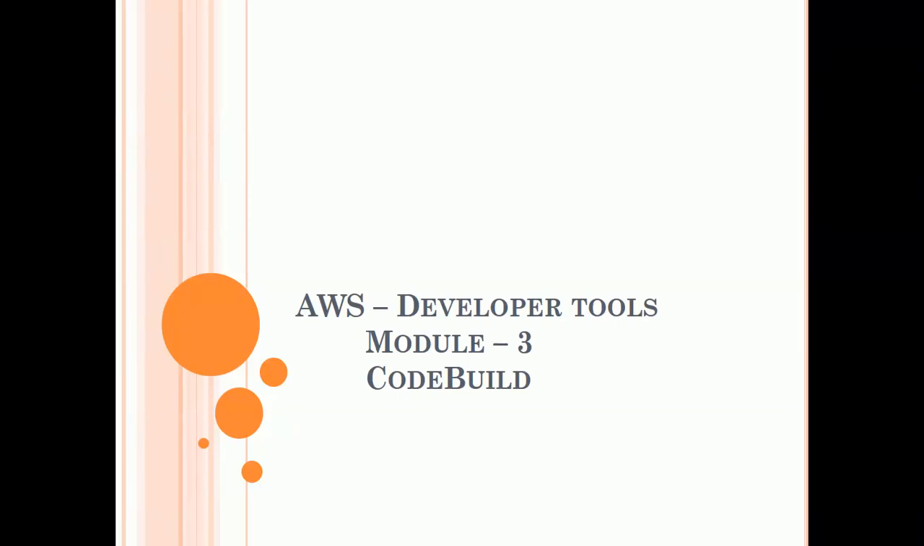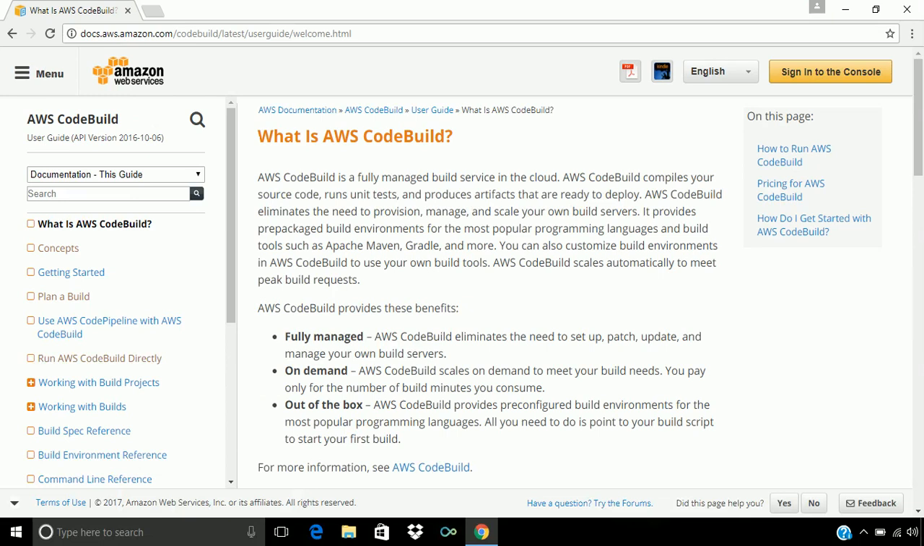Let's get started with our third module, Code Build. In this module, we will learn AWS Code Build in detail. We will see how AWS Code Build works. We will also see how we can plan a build and how we can run the AWS Code Build directly. Using the AWS Code Pipeline with AWS Code Build, we will not see in this module. We will see this topic once we learn the AWS Code Pipeline.